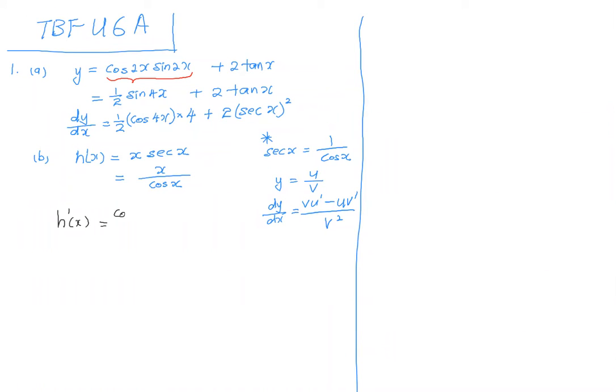v. Okay, u prime is 1. Take away u, you differentiate cos, you get negative sin. Then you divide by cos x, the whole thing squared. So this will be cos x plus x sin x over cos squared x. So you see, you got another 4 marks. So 7 marks. It's not that difficult to get the marks, correct?